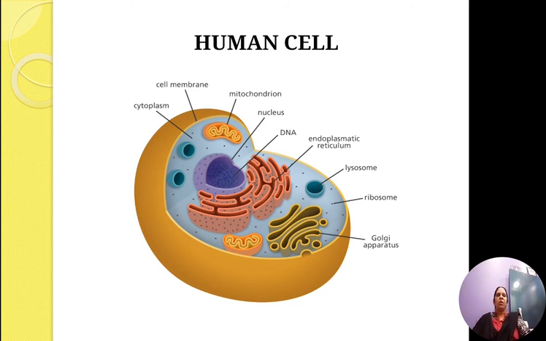So what are the functions of a cell? The cell provides support and structure to the body. The cell membrane provides support and structure to the cell. It facilitates growth, called mitosis. It allows transport of substances.